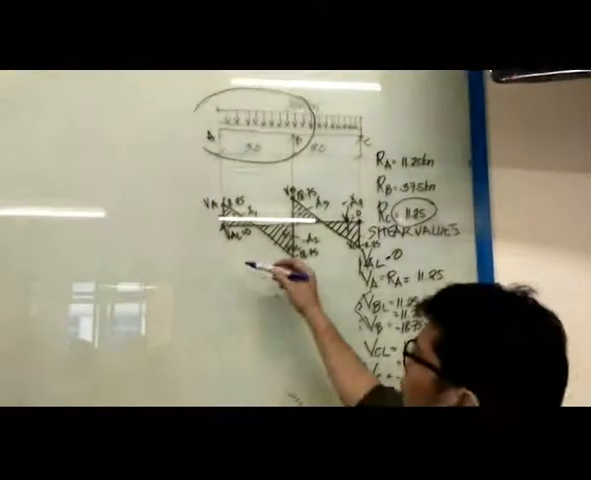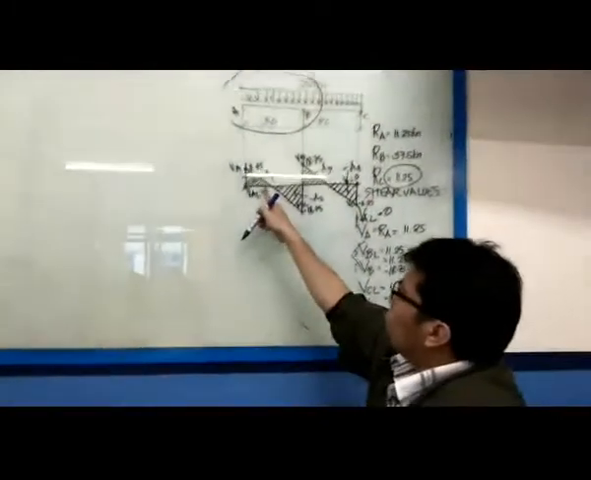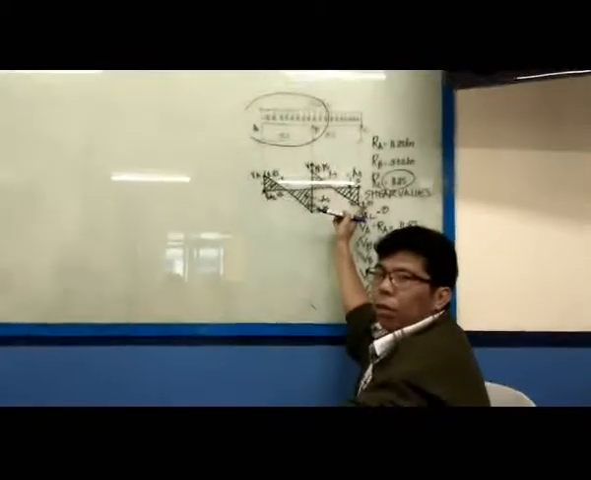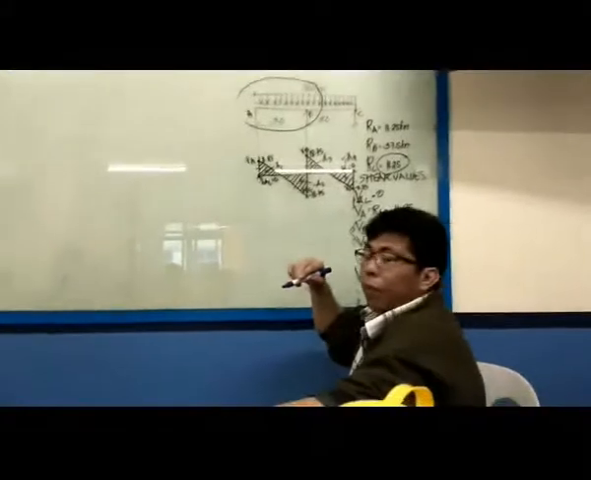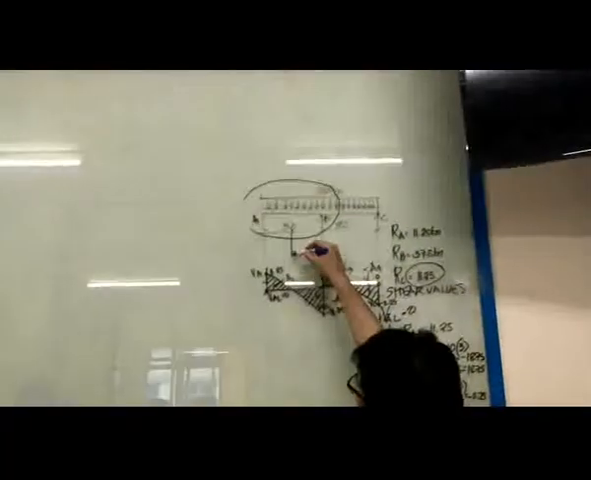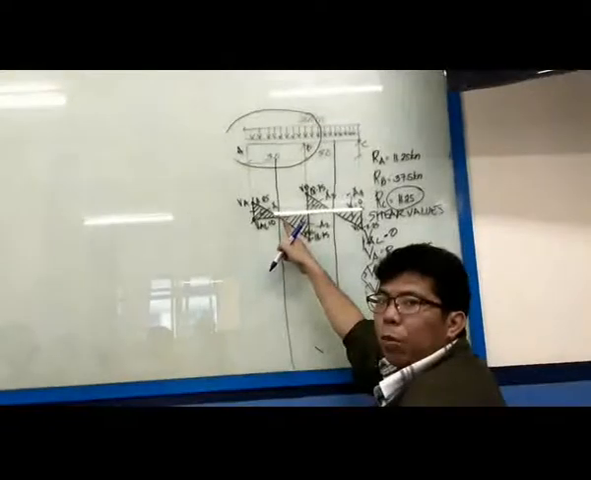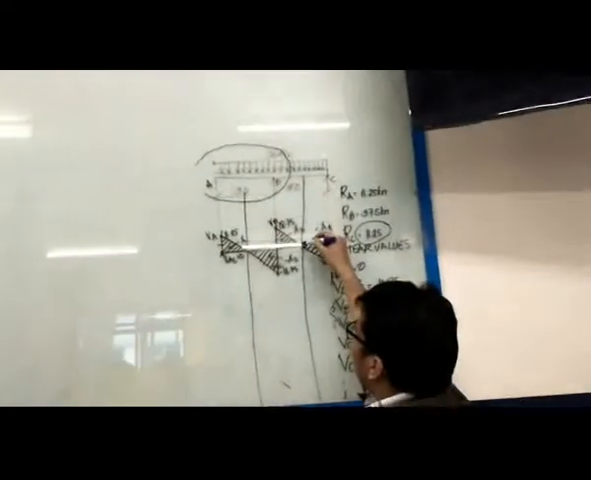Ngayon, ang isang problema natin, hindi natin alam yung base ng mga triangles natin. So, let us determine the bases, no? So, gagawa tayo ng line sa mismong transition point.